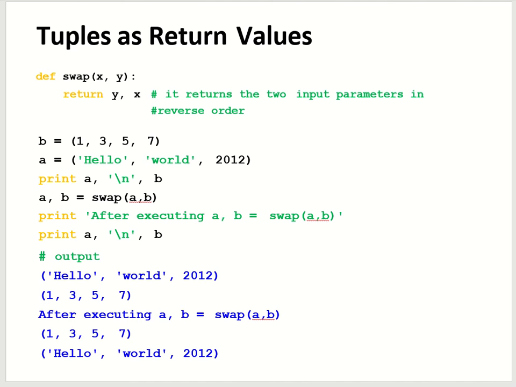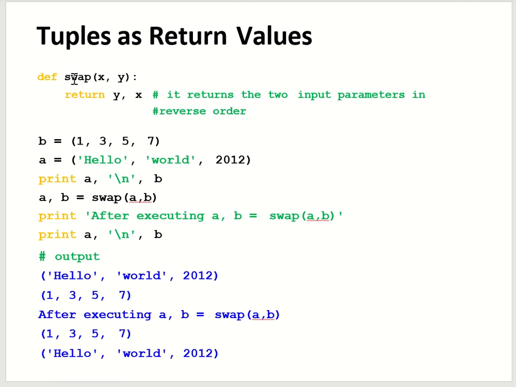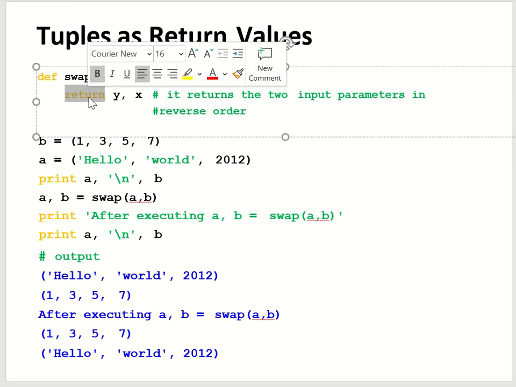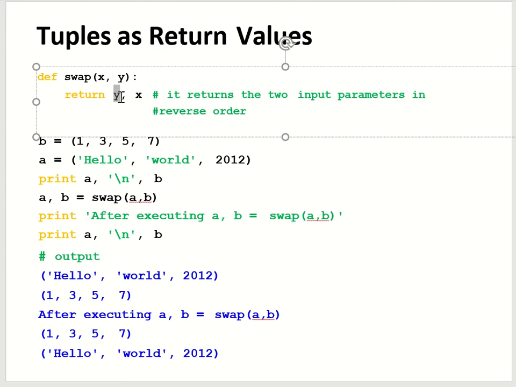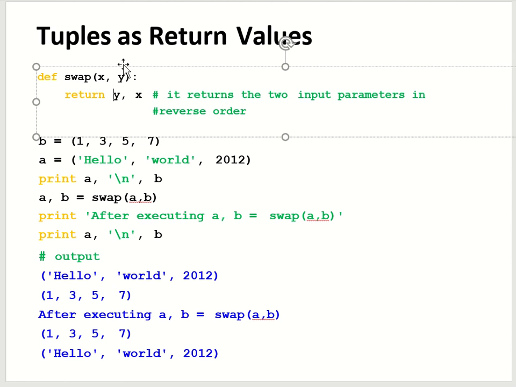Tuples allow you to return multiple values from a function. So here at the top is a function called swap, takes two parameters, x and y, and what it returns is simply x and y in a different order. That's a two-item tuple, y and x.